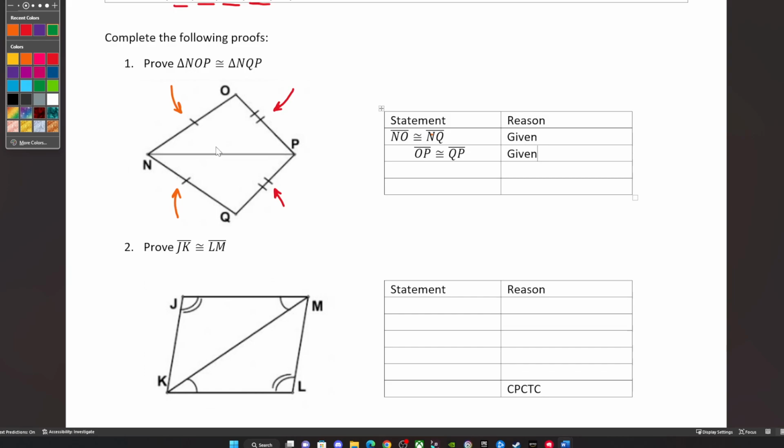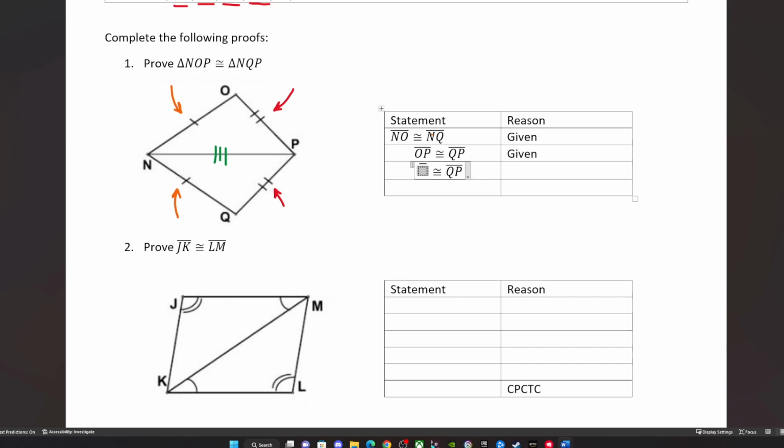And because they're sharing a side, it means that this side right here, NP, is congruent to itself. So that would be the next statement: NP is congruent to NP. And whenever a side length is equivalent to itself, that is called the reflexive property.